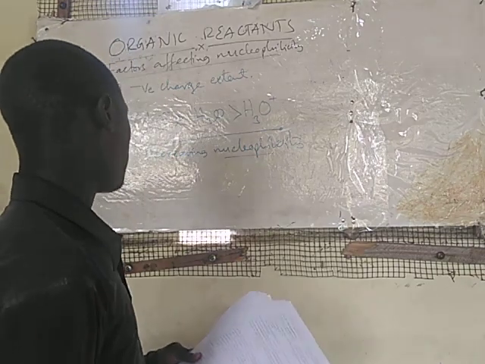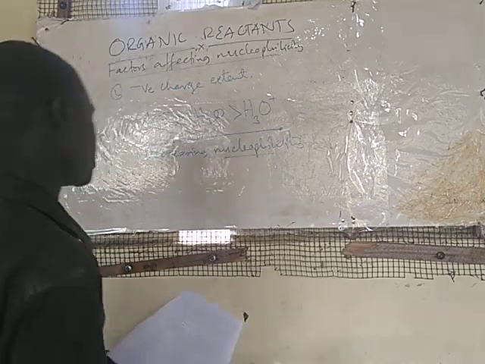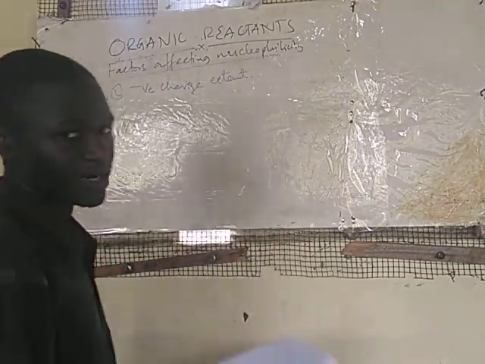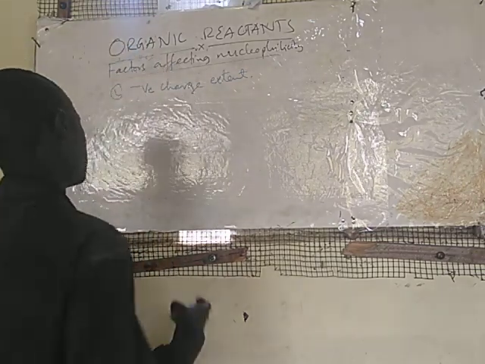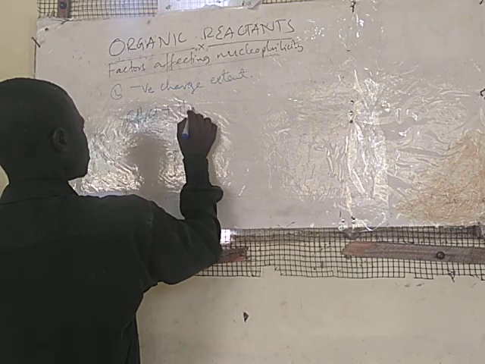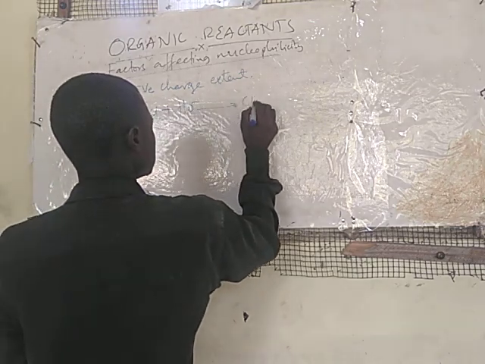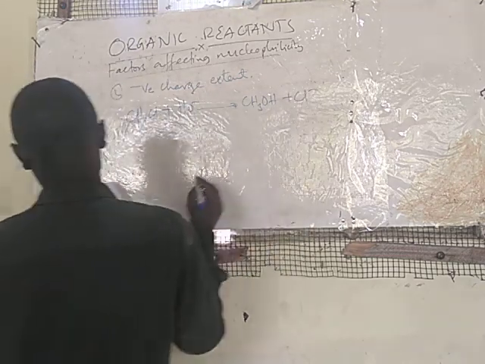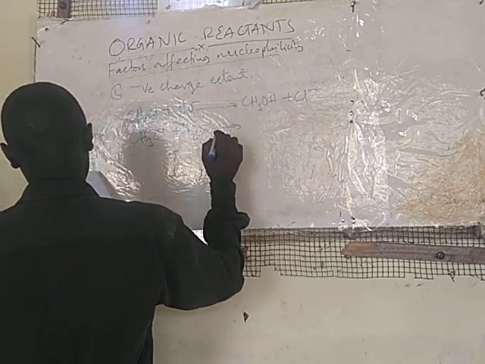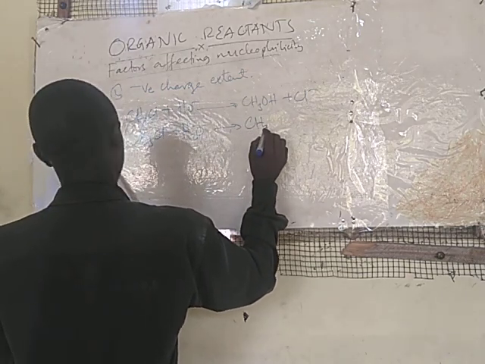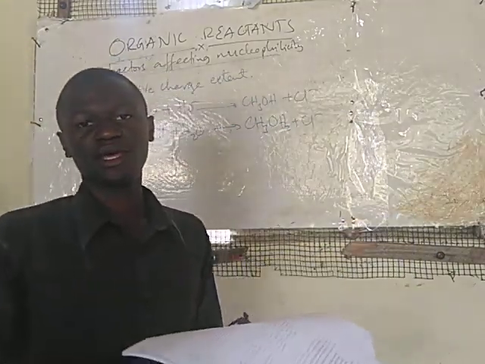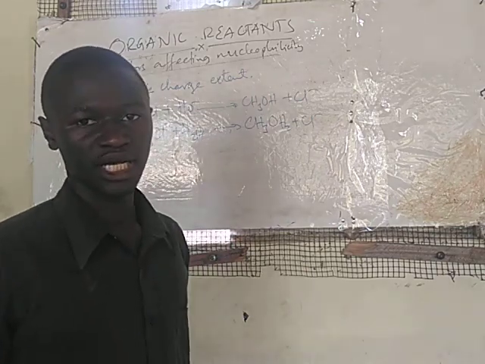So, for example, if we have two reactions, the reactants are the same, but the difference is the nucleophile used in each reaction. For example, we have CH3Cl plus HO negative to form CH3OH plus chloride ion, and CH3Cl plus H2O to form CH3OH2 plus chloride negative. Now, if you have understood me, it will be very easy for you to say which reaction will be fast and which one will be slow.